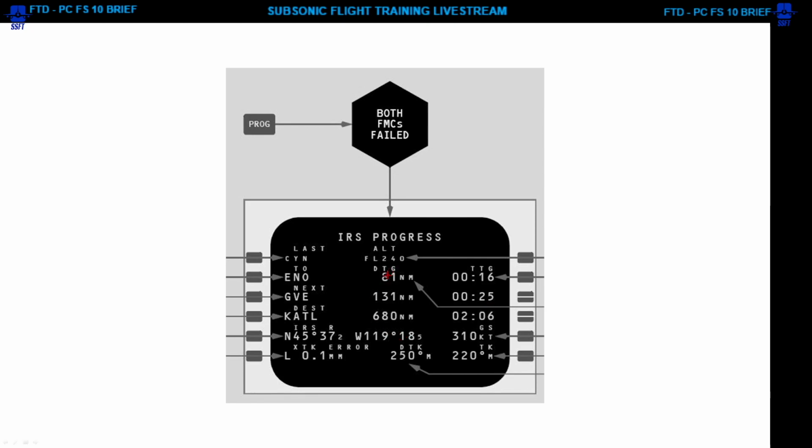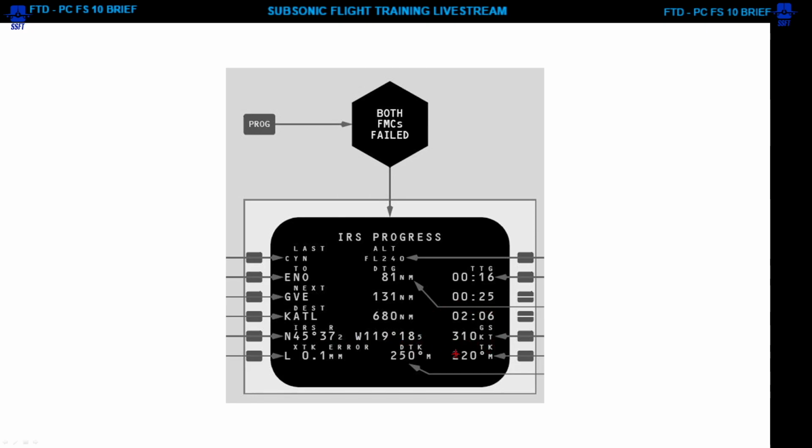We also have the distance to go. That's no different from the active waypoint to the next waypoint to the destination. But you'll notice down here there's some differences. The IRS that's associated with this CDU will be shown. In this case, it's the right IRS. So this would be like the first officer's CDU. And the right IRS would be associated there, and it would give the lat long of the right IRS.